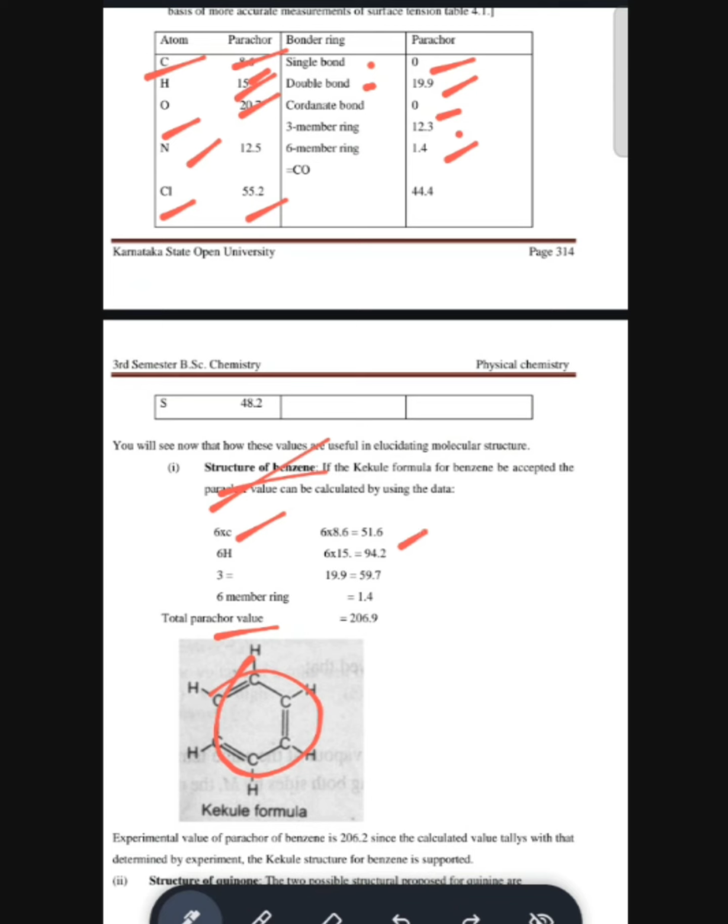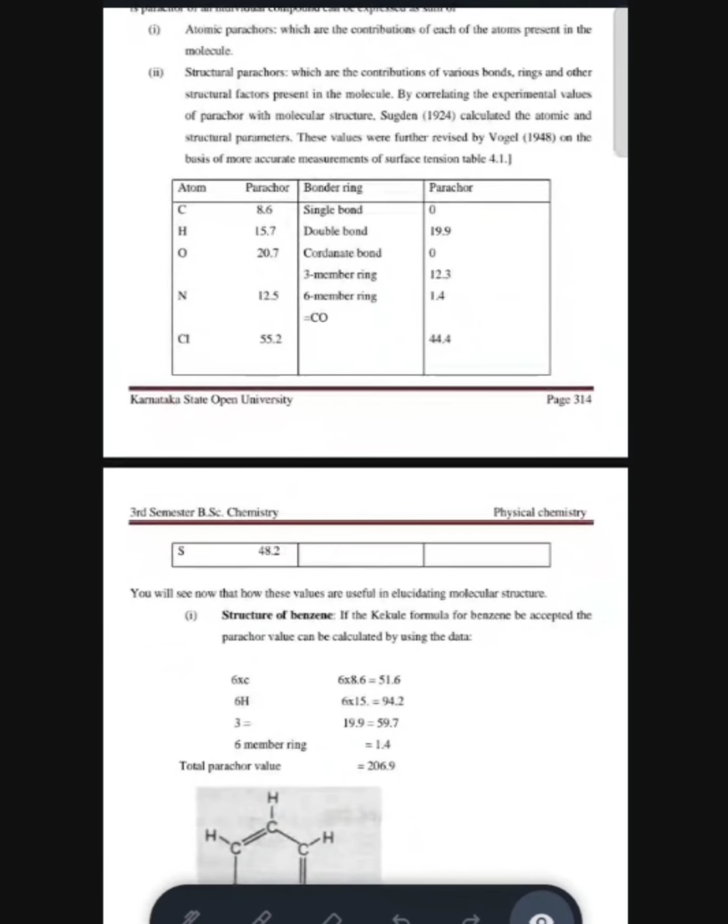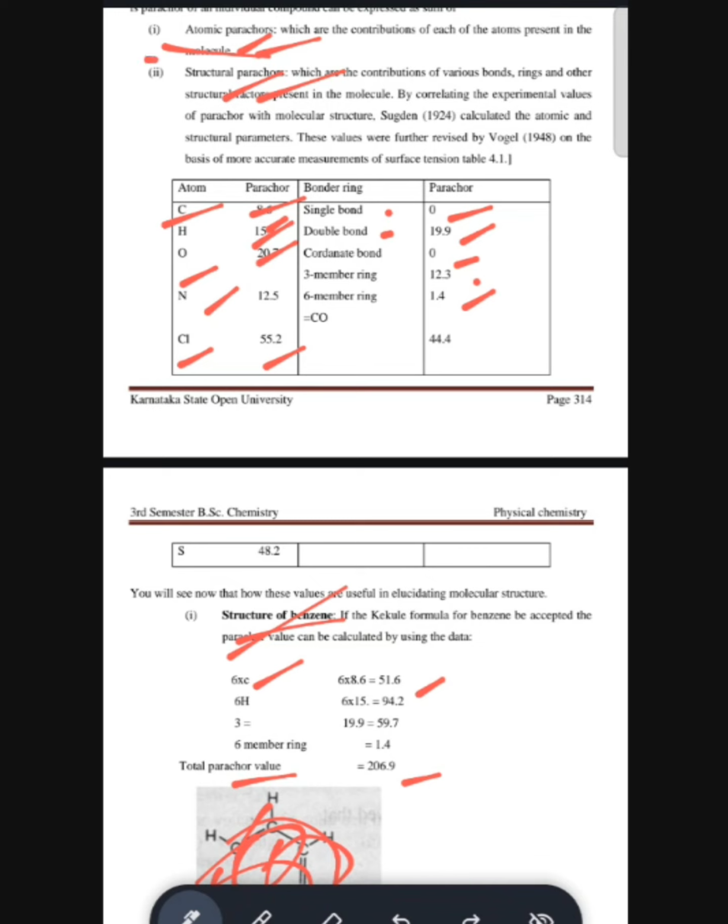So that we are going to calculate. And 3 double bonds are present in the benzene structure, so 3 into 19.9. We calculate the total parachor of benzene as 206.9. That is the parachor of the structure of benzene. That is the example for atomic parachor: the structure of benzene, where you get 206.9.